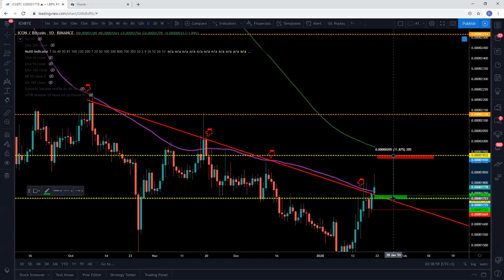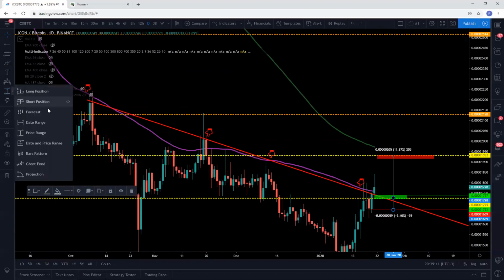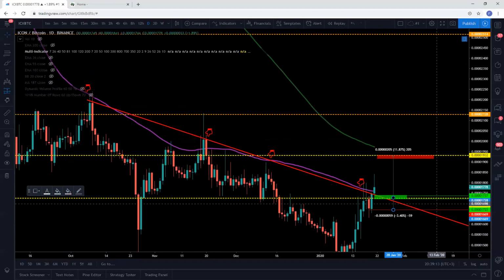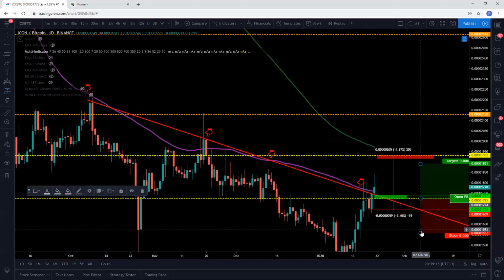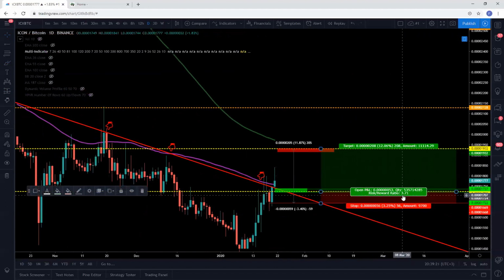And if I get stopped out, then I will be risking around 3%, 3.5%. So from an R2R point of view, let's calculate it, this is around R2R 3.7. Anything above 2 is good. Above 3 is very good actually. Above 4 is a perfect R2R. So this R2R is good enough for me.